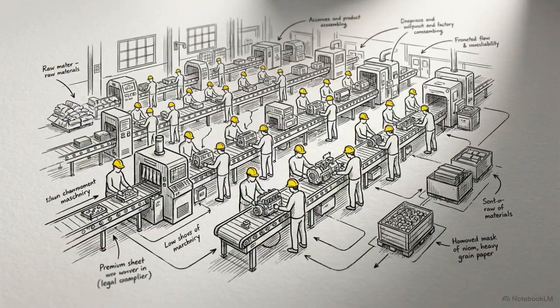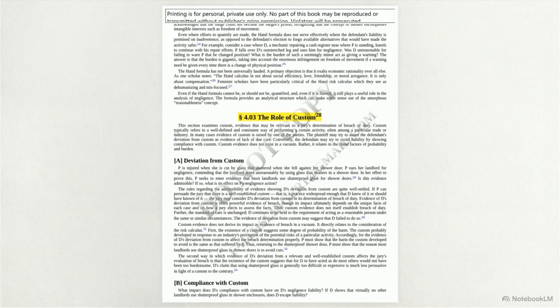Industry custom, the consistent practice of a particular trade, is a final complicating factor in the analysis of a breach. Custom provides evidence of the burden of avoidance in the Hand formula. If an industry uses a specific safety device, the burden of adopting it is presumably low. However, compliance is not a complete defense. A jury may find an entire industry's standard practice unreasonable.